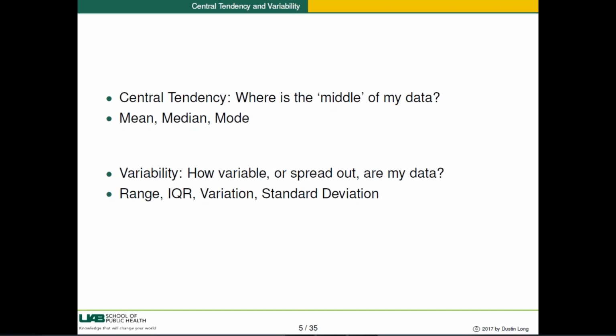Also, we have variability. How variable are the data? How spread out are my data? And the typical measures there are the range, interquartile range, variance, and standard deviation, which we'll go into more in depth.